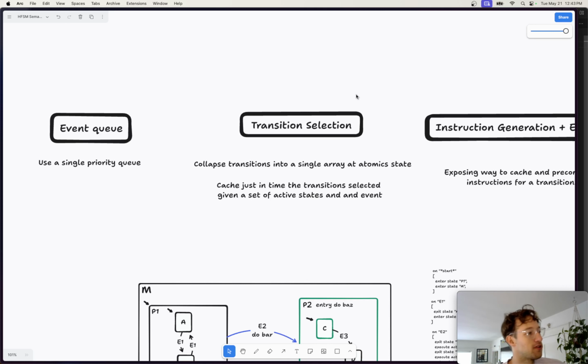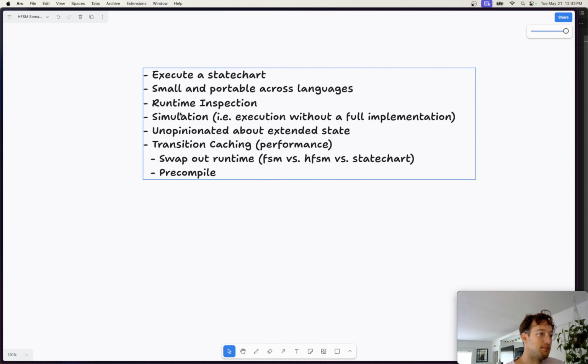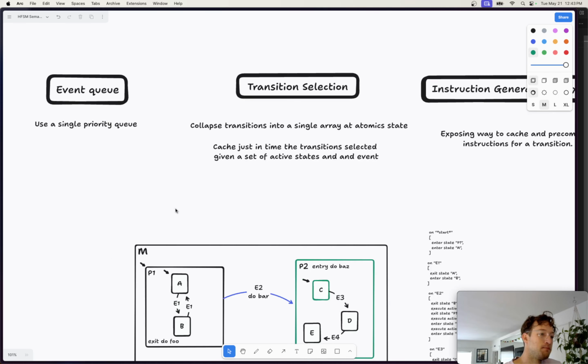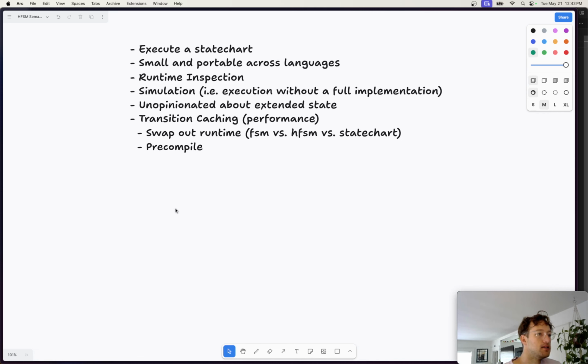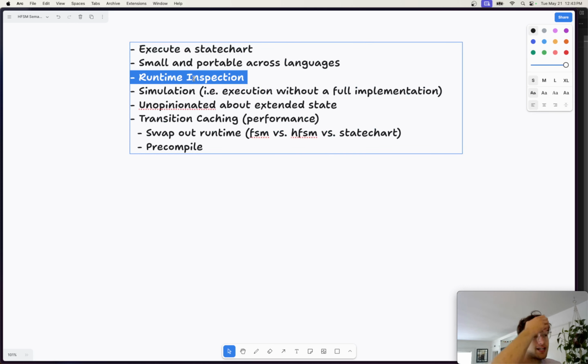So that's sort of the first boundary that's really interesting, and as you can see, it sort of checks off this one, right? So that brings us to something that I'll comment on, which is runtime inspection.